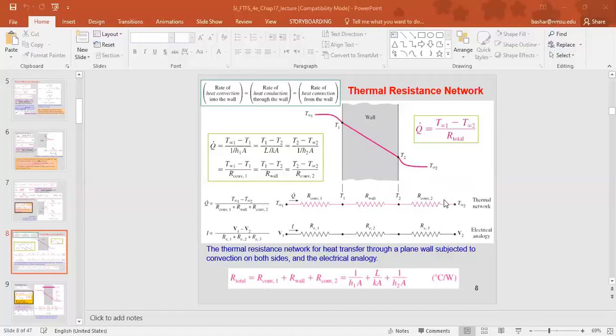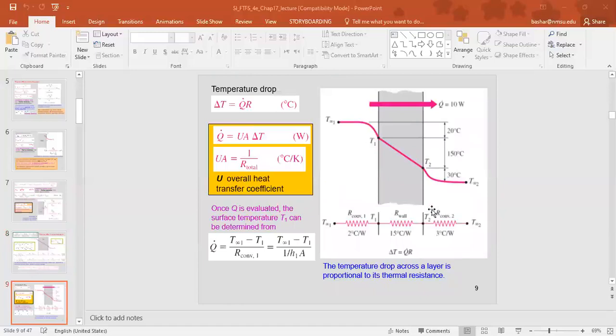Now, same as for the electrical analogy, we will have the total or equivalent thermal resistance. Here the resistances are in series, so the total resistance is simply the sum of these resistances. If we have the resistances in parallel, as we will see in a little bit with the general thermal network.